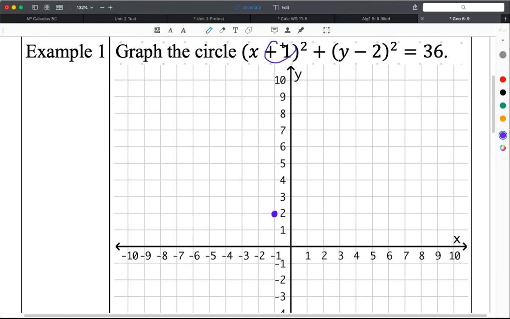Again, we switch this to a -1. We switch this to a +2. This is our +2, and this is our X coordinate, our Y coordinate. We have our center. Okay, another quiet raised hand.